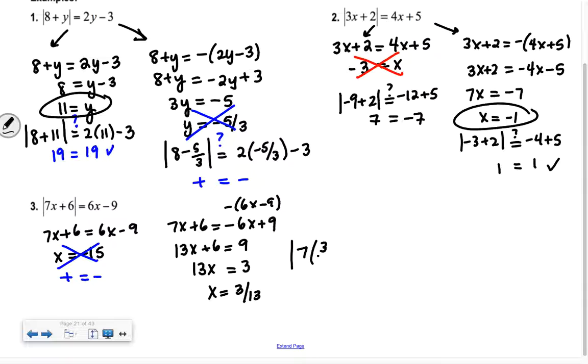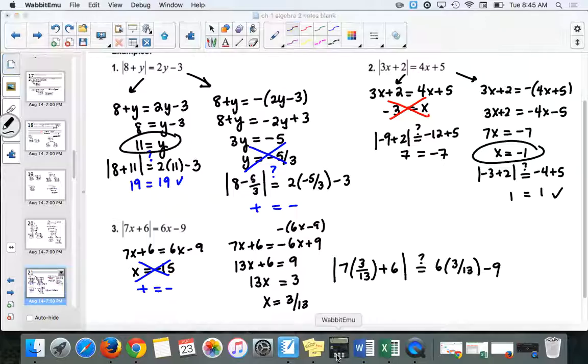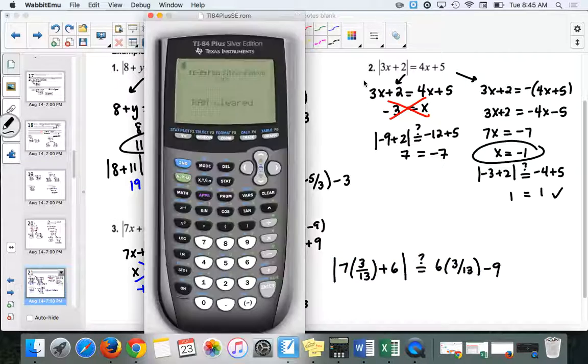So let's see. So 7 times 3 over 13 plus 6. We're seeing if that is equal to 6 times 3 over 13 minus 9. Did you guys know that your calculator will do fractions for you? So let's say I go to my calculator. I mean, I could do this without a calculator clearly, but we will use one. So if I put in 7 times 3 over 13 plus 6, just like it is, and hit enter, I get that number.